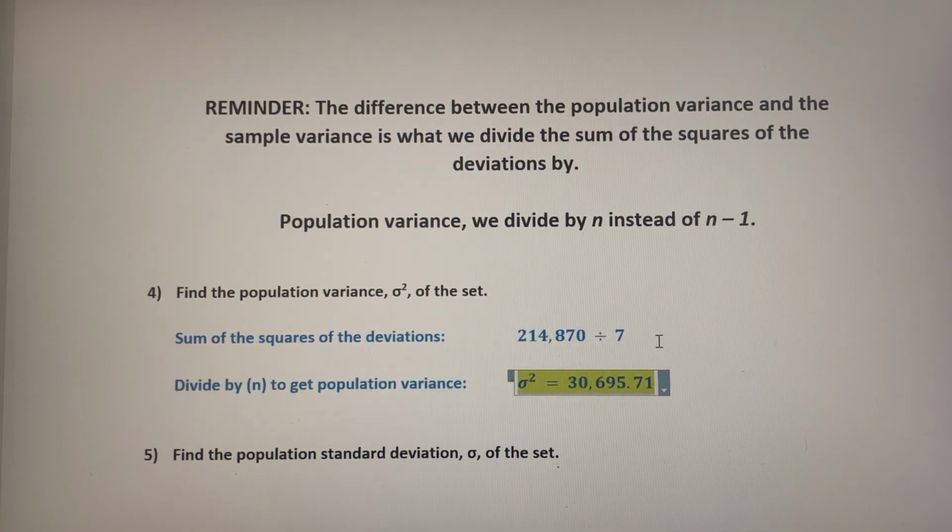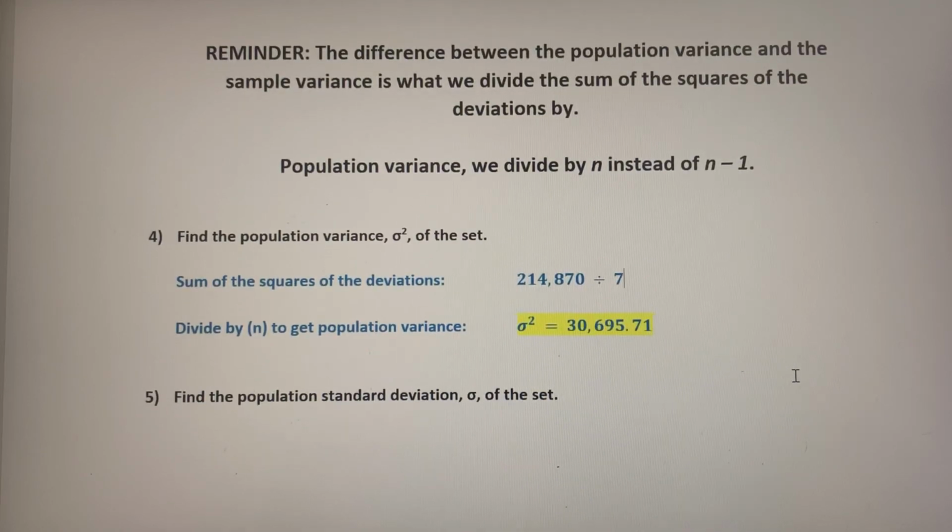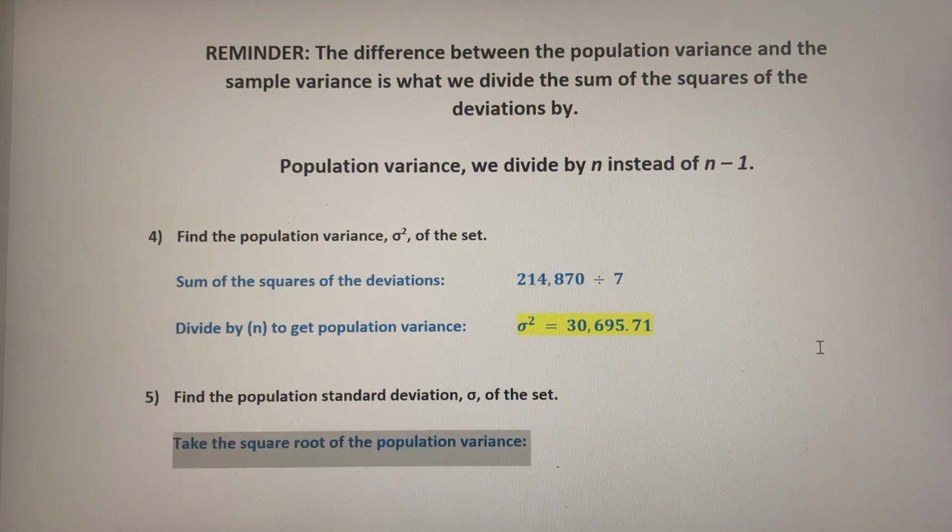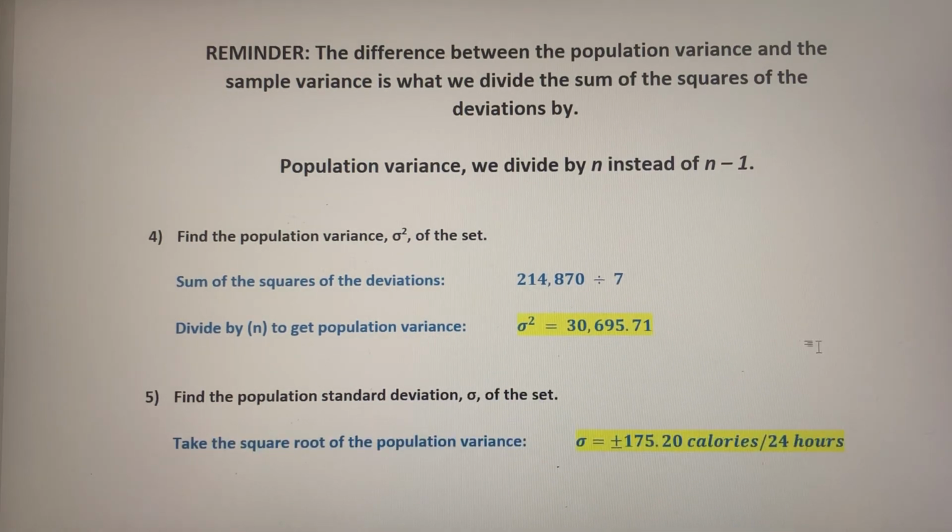So we divide by n, and our sigma squared, which is population variance, is quite a bit smaller, 30,695.71, okay? To find the population standard deviation, I'm going to take the square root of that value, okay? And that gives me plus or minus 175.20 calories per 24 hours. So it came down, when we were thinking about this in terms of the population, by about 14 calories per 24 hours, okay? So that's how you use those formulas.